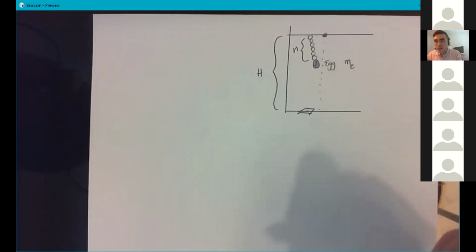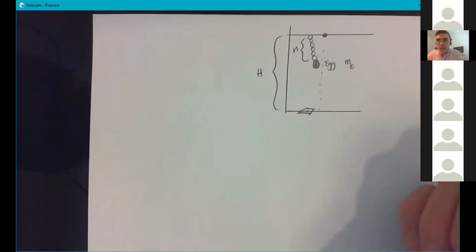Is that okay? So what relationships are here? Like, what do you want this system to do? How would you set this up in order to solve for the number of rubber bands N?